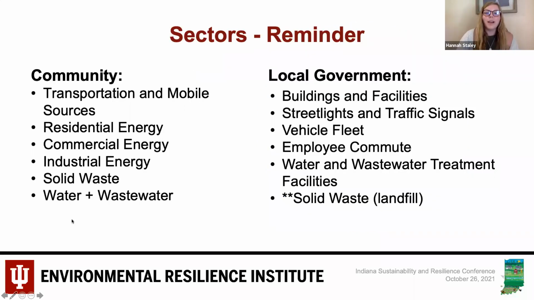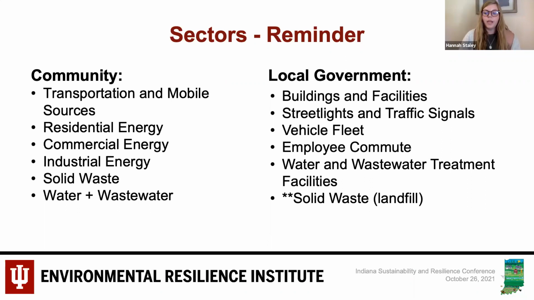So just a reminder, you have seen this slide before. I did just want to bring it up again because there are two different inventories that I did complete over the summer for Huntington. So the community stays the same. You have the transportation, mobile sources, residential, commercial, industrial energy use, solid waste, and then water and wastewater. And then for the local government, you have all of the emissions that come from buildings and facilities, street lights and traffic signals owned by Huntington, their vehicle fleets.